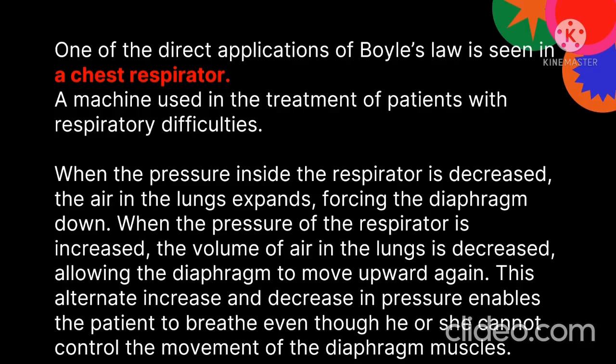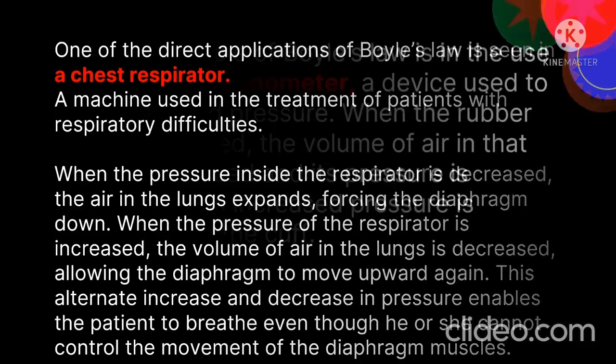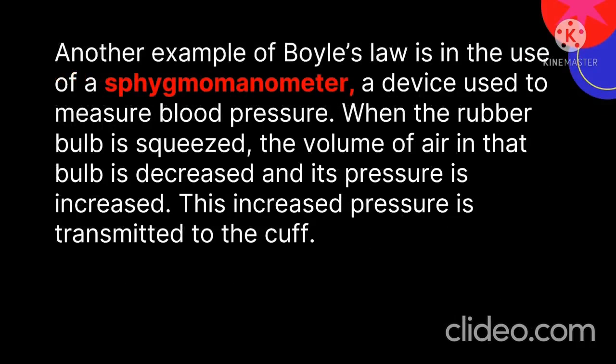So we have the first one. It is actually used in a chest respirator. Another is the use of the sphygmomanometer. It is a device used to measure BP or blood pressure, wherein the rubber bulb is squeezed, and when it is done, of course, the volume of air in the bulb is decreased and its pressure is increased. This increased pressure is transmitted to the cuff. Again, here, Boyle's law is being applied.